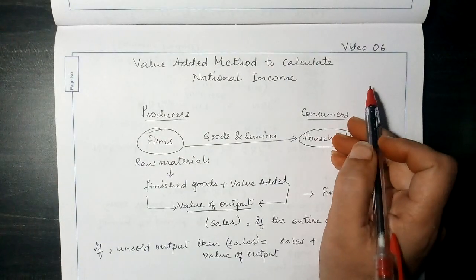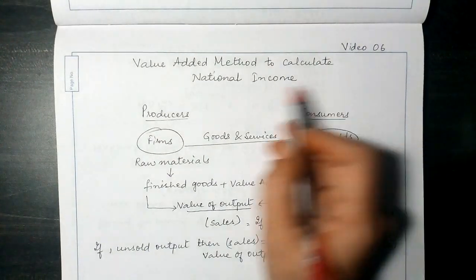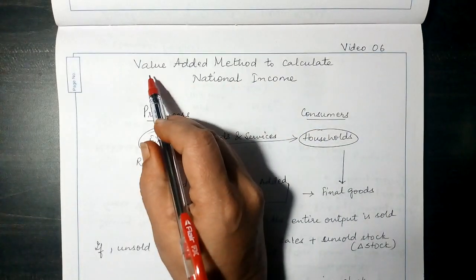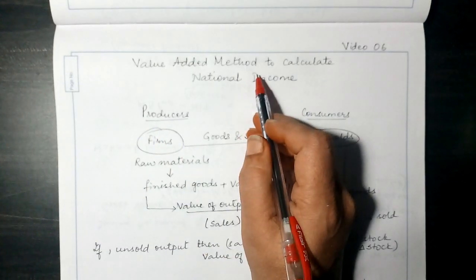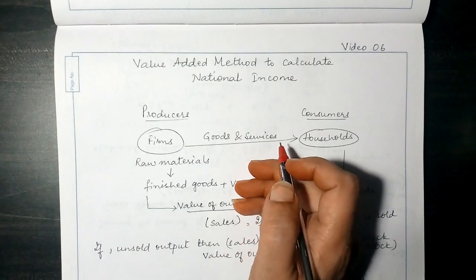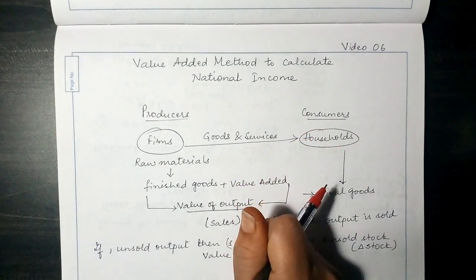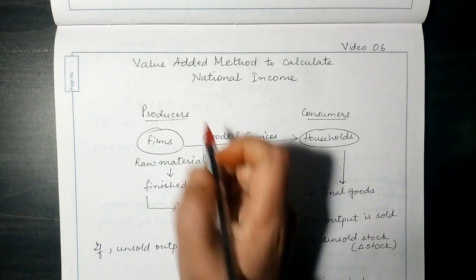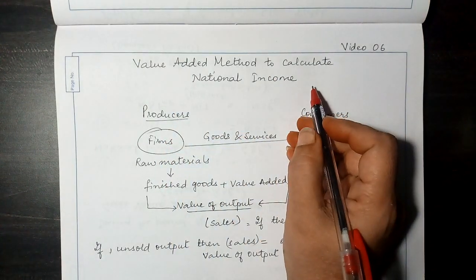In this video, we are going to learn calculation of national income using the value added method. Now, in the previous video, we learned the three methods to calculate the national income. The first method is the value added method.